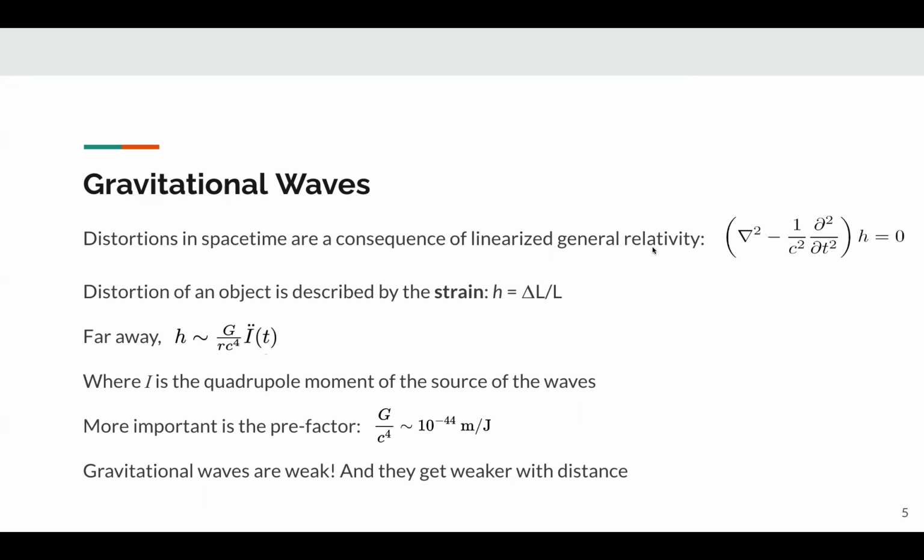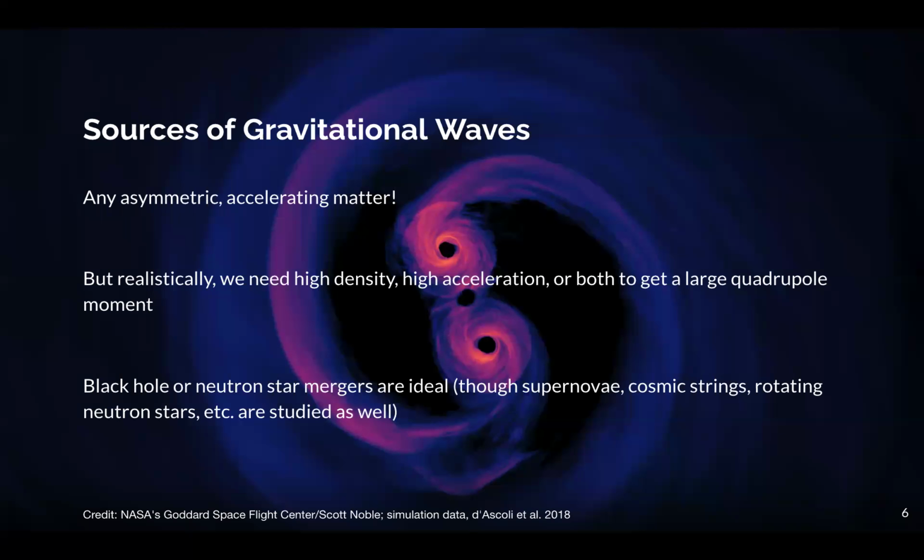And the distortion of an object is described by what we call the strain h, which is the change in the length of an object divided by the length of that object. So it's a dimensionless quantity. Far away from the source of the gravitational waves, the strain is given by this, roughly, approximately. The details don't really matter there. The I is the quadrupole moment. But what's really important is this prefactor, this G over c to the 4, which works out to about 10 to the negative 44 meters per joule. So gravitational waves are very, very weak in the units that we normally work with, and they get weaker with distance because of this 1 over r factor, which makes them hard to detect, and we'll come back to that a little bit.